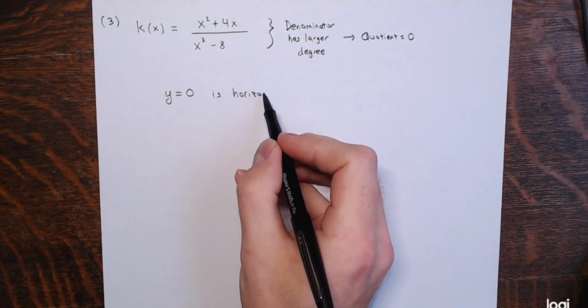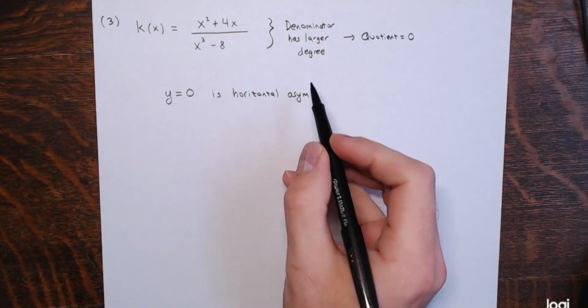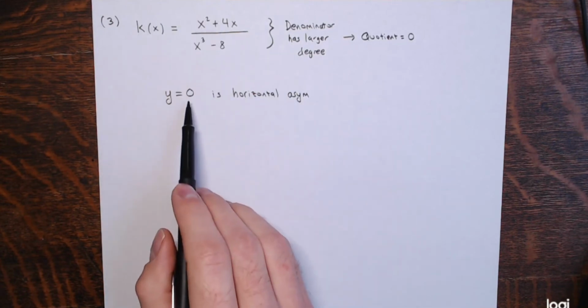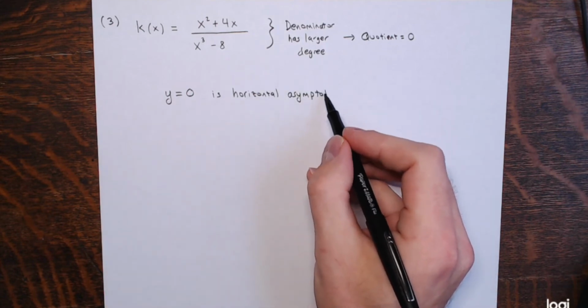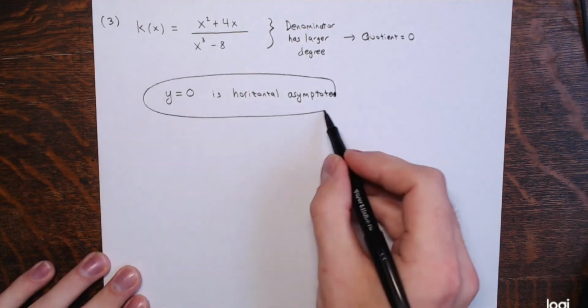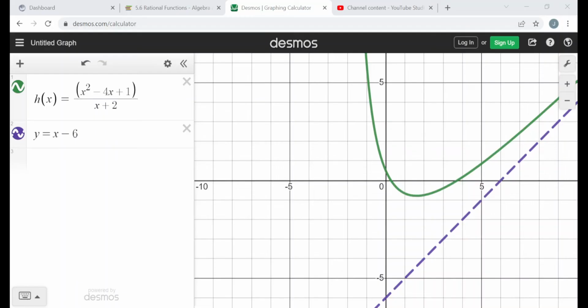And again, I'll go to the Desmos site. We'll take a look at this and see that the graph of this function k does approach the x-axis to the far right and far left. Asymptote. Right, so again, back to that Desmos site.